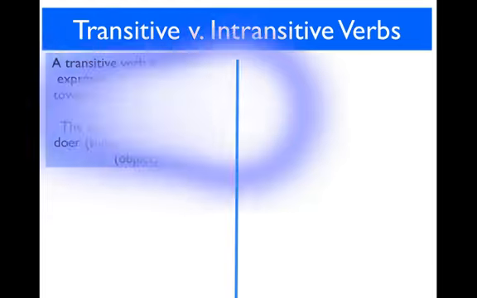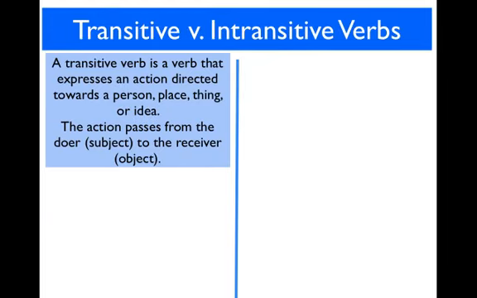So a transitive verb is a verb that expresses an action directed towards a person, place, thing, or idea. The action passes from the doer, which is the subject, to the receiver, who is the object. I know that this definition seems a little bit unclear because it is a more challenging concept. However, I believe that we can all understand it if you look at the examples carefully. And remember, if you have any questions, write them down and bring them to class tomorrow because when we work in our collaboration groups, I am going to be asking groups to ask me lots of questions so that we can understand all of these concepts very clearly.